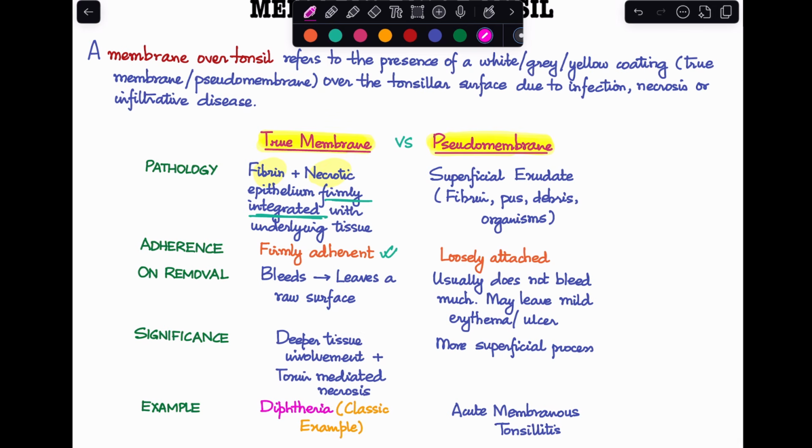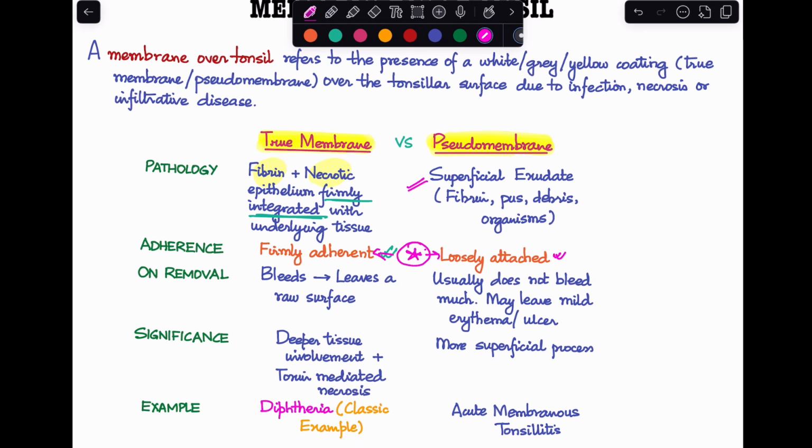Whereas for a pseudomembrane, this is more of a superficial exudate that has formed over the tissue. Now, this superficial exudate can contain fibrin, pus, debris, microorganisms, etc. And a very key point is that this is loosely attached. So, this is a very important difference to remember between both of them. The composition is different as well as the adherence.